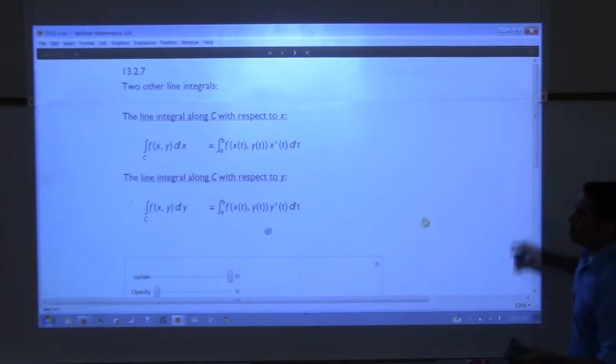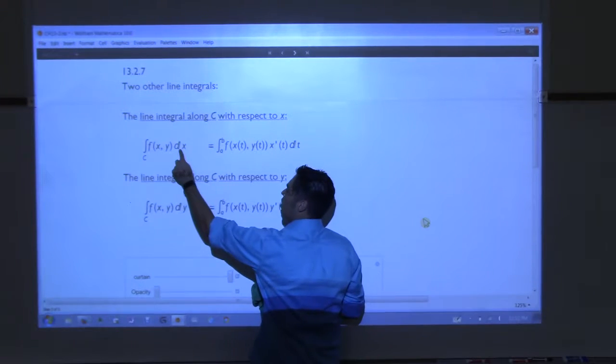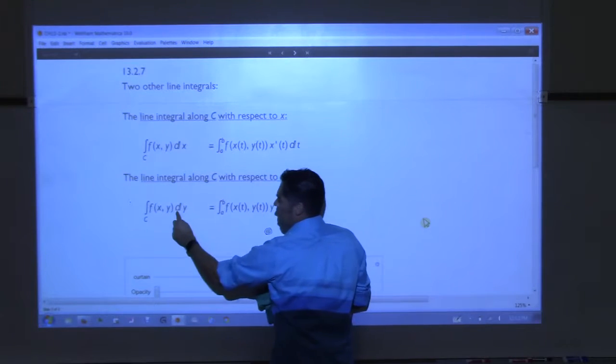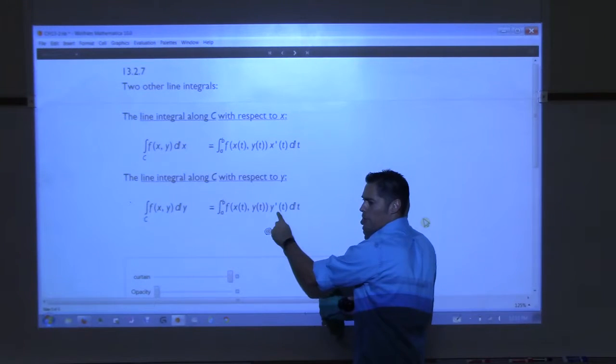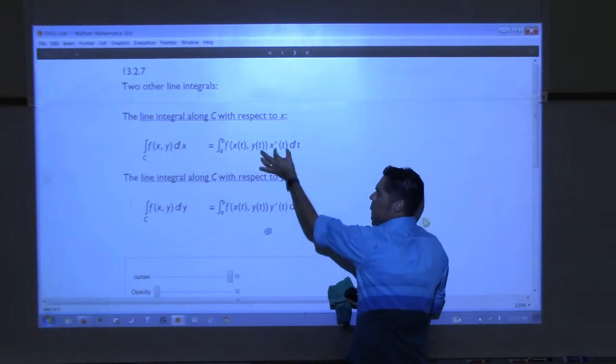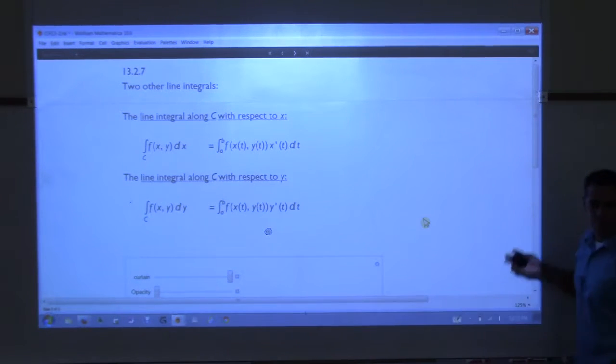And go back to that formula. When it's with respect to x, what do you have to throw out here? The derivative of x with respect to t. When it's with respect to y, you have to throw the derivative of y with respect to t. So this piece right here is the only difference instead of the square root part. It's like what? Partial integration. A little bit.